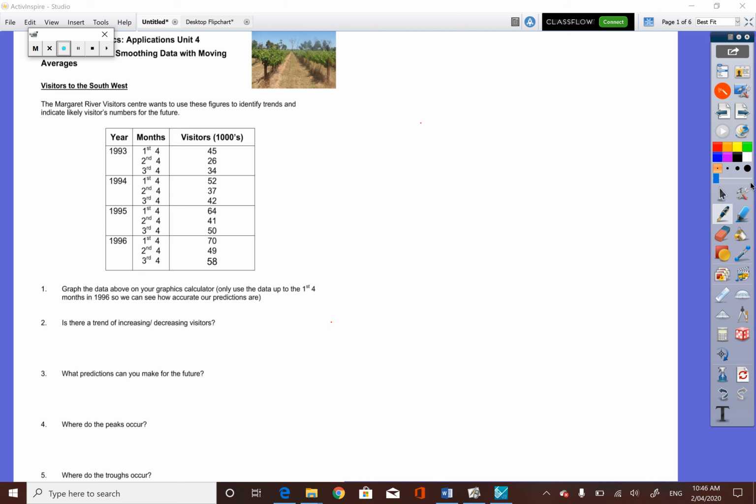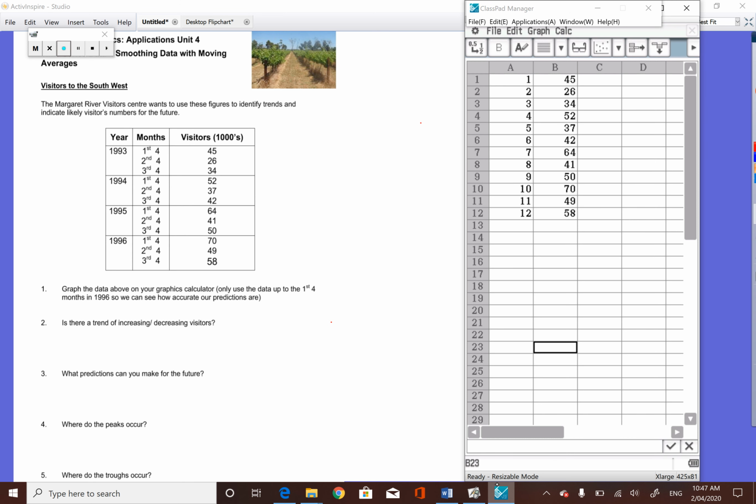Okay, let's have a look here at this table. So we've got 1993 to 1996. We've got numbers of visitors in their thousands per month. So the first thing this worksheet asks us to do is to graph the data. So here's one I prepared earlier. And we've got these numbers in.